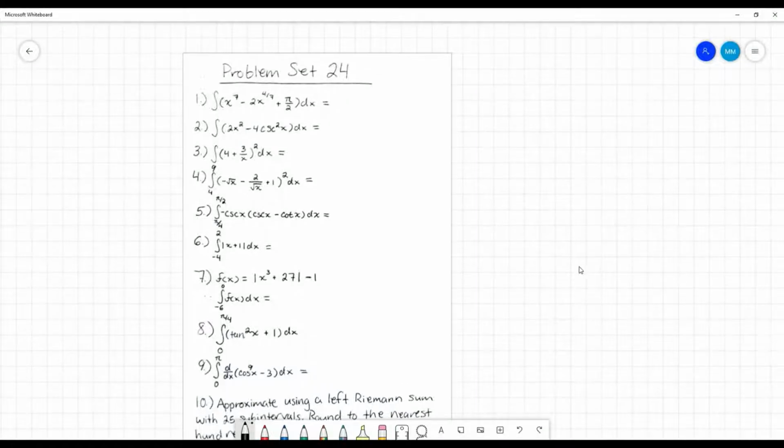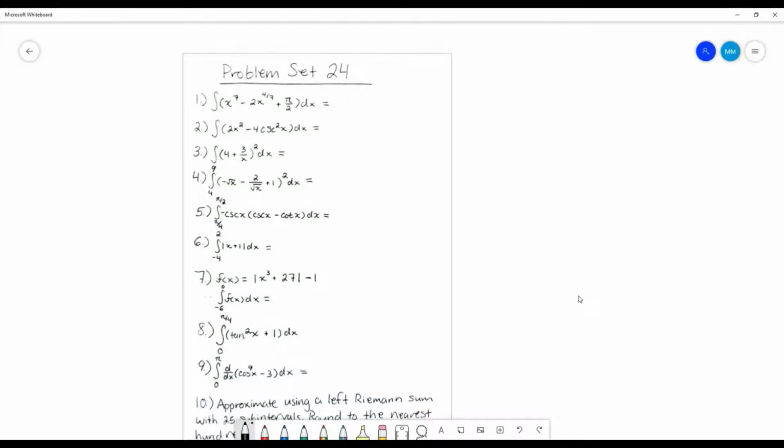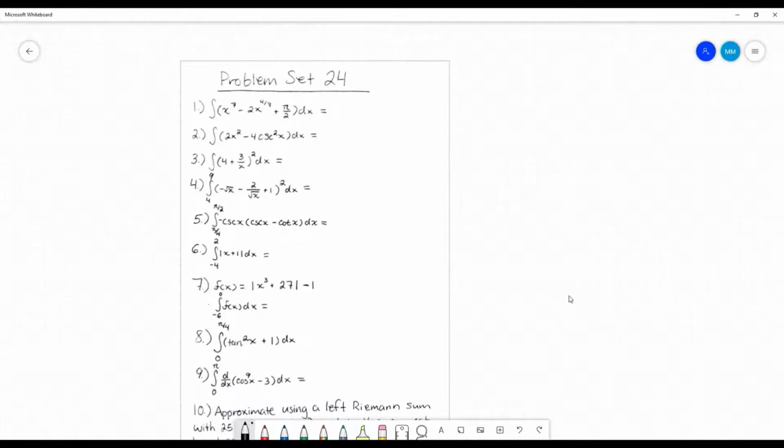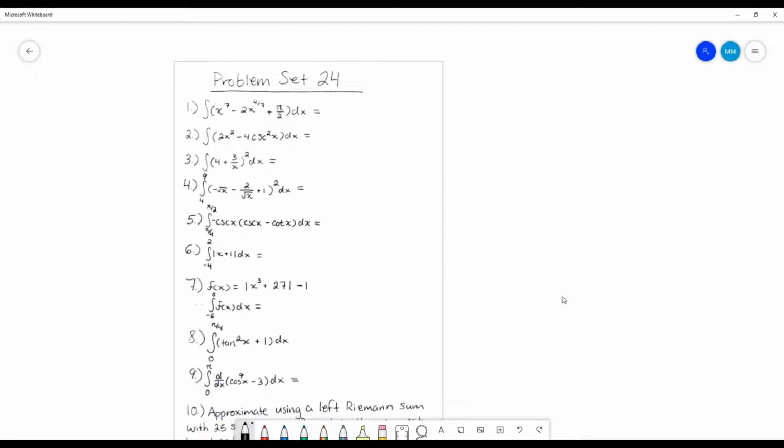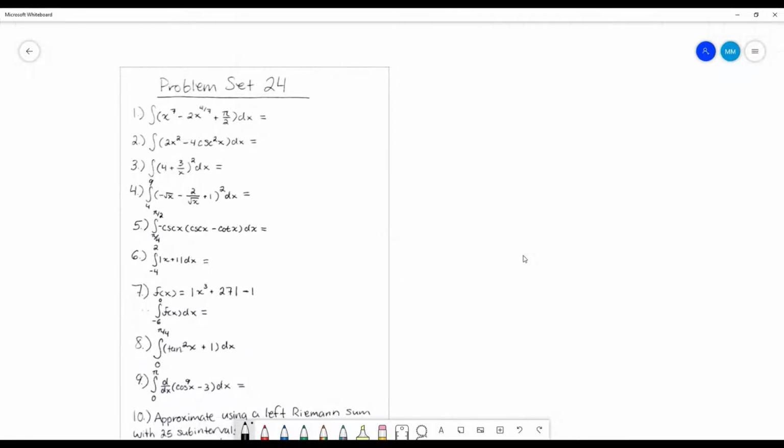Problem set 24. This one's pretty much all integrals, so that's fun. Let's go ahead and take a look at number 1 here. It looks pretty straightforward. We just want to evaluate that indefinite integral there. In case that's a little unclear, it looks something like this.